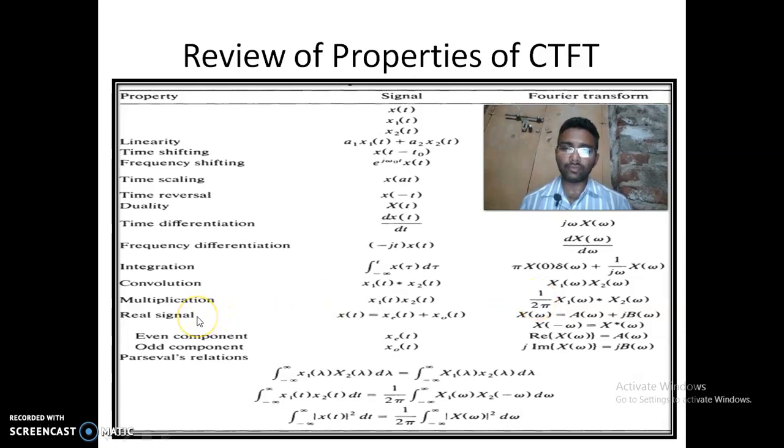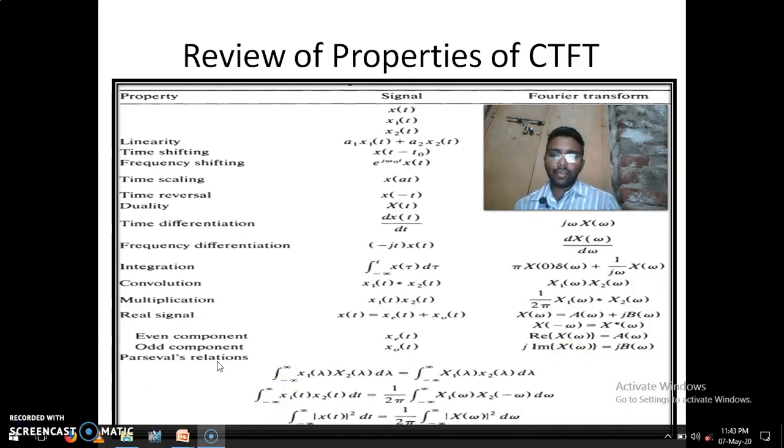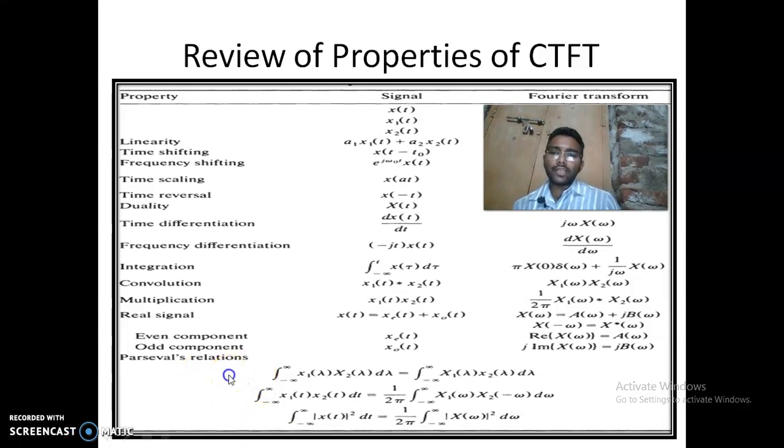So, the next one is about the symmetry of the signals. If the signal is a real signal, then the spectrum is supposed to be symmetric. If the signal is an even signal, then the spectrum of the signal will be symmetric and real. If it is an odd signal, then the spectrum will be odd and purely imaginary. Parseval's identity says that the energy in the time domain is equivalent to the energy in the frequency domain. The proof of this we have also done in the class.